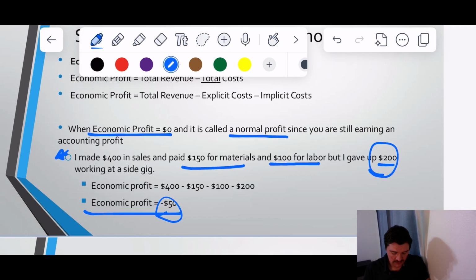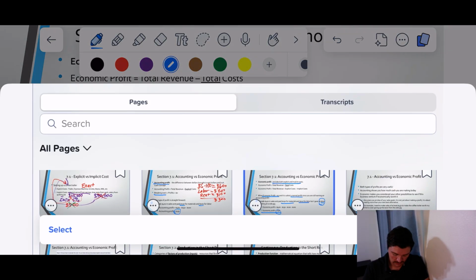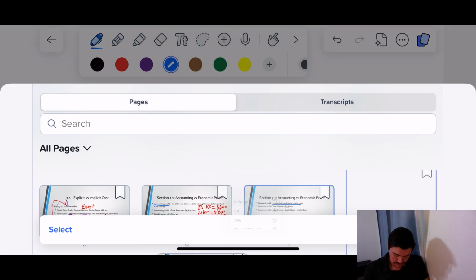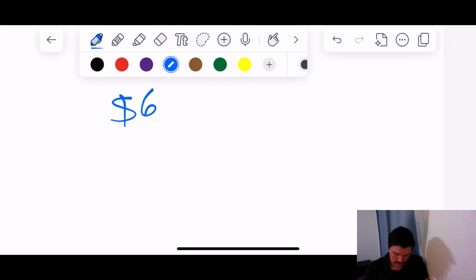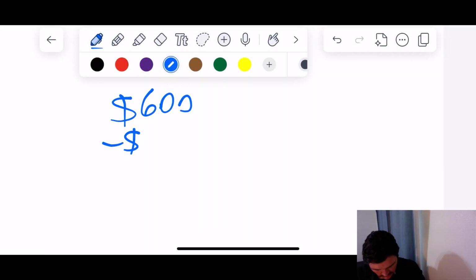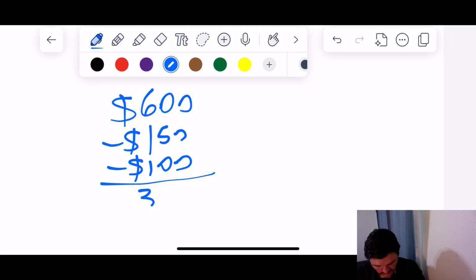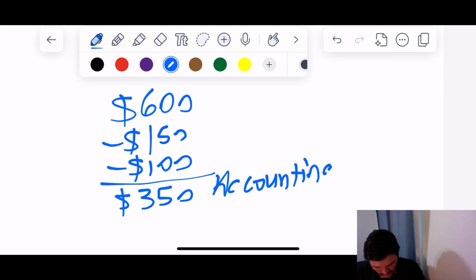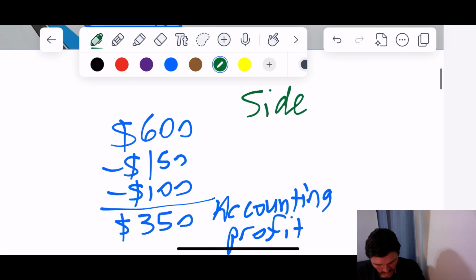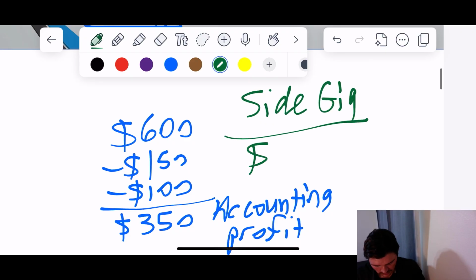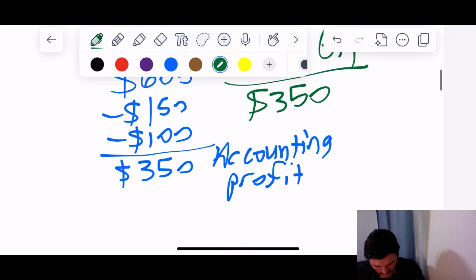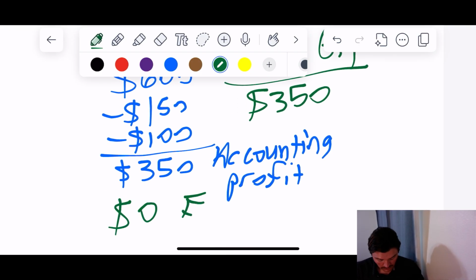So the reason economic profit of zero is called a normal profit is because of this. If I were to have another situation where I'm making $600 in sales minus my labor minus materials, so now I'm at $350 in terms of accounting profit. But if I were to do my side gig, it would make $350. So my economic profit would be zero.